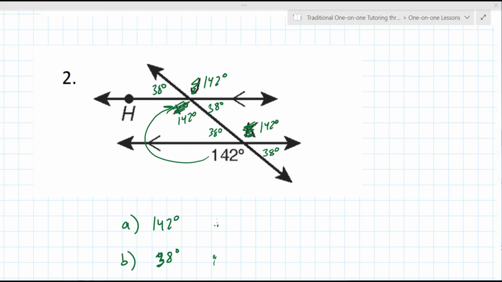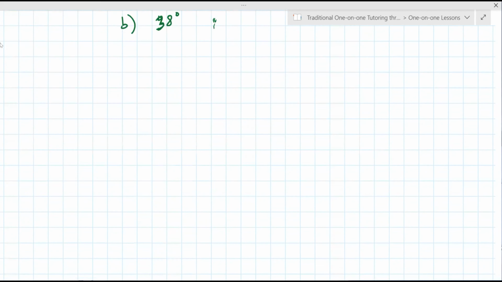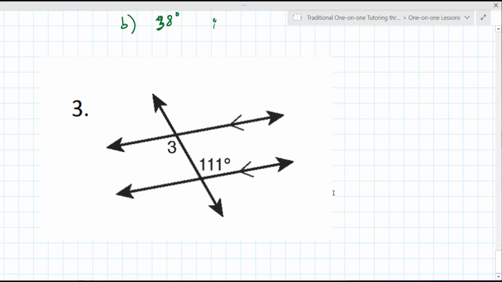All right, let me throw a problem at you on your own here and see if you can work this one out. I'll give you a couple minutes to work on that. I'm trying to have you come up with this angle measure there. What is the angle right there? 111.